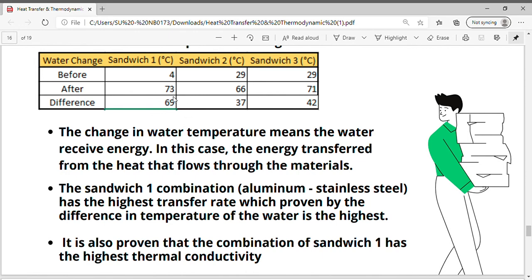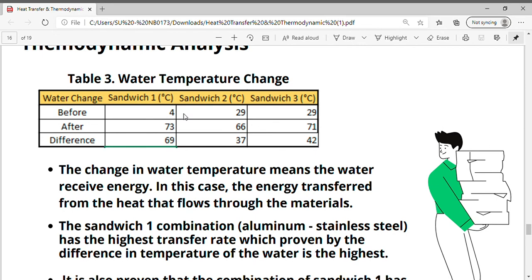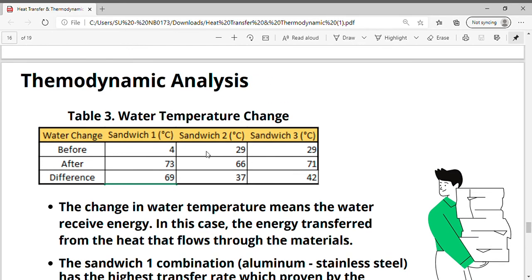And then on the thermodynamic aspect, we're able to see that heat is transferred from the hot plate through the materials until it reaches the water bucket and boils the water.